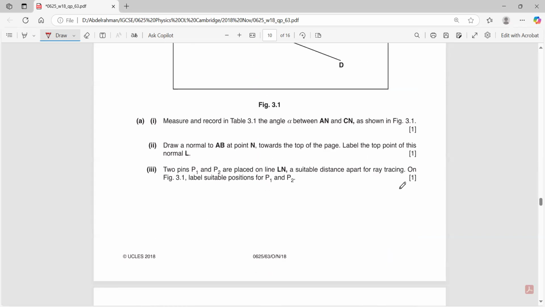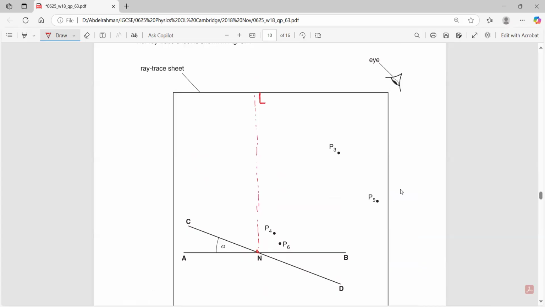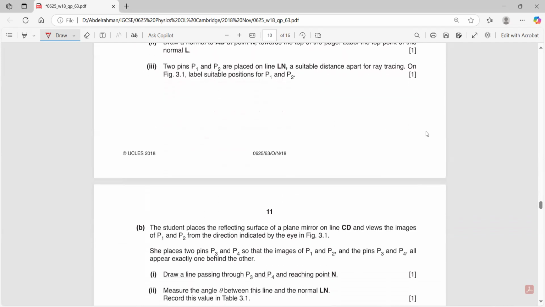And then 2 points or 2 pins P1 and P2 are placed on line LN a suitable distance apart. On figure 3.1, label suitable distances for P1 and P2. You have to place the points as far as possible from each other. So, for example, this is P1 and this is P2. The distance between these two pins has to be at least 5 centimeters.